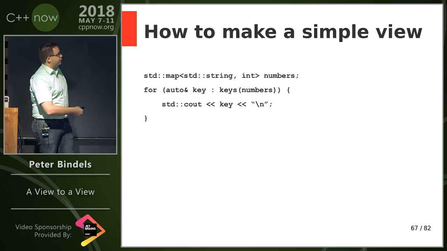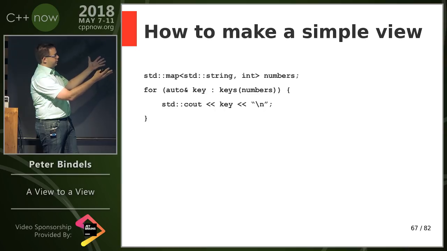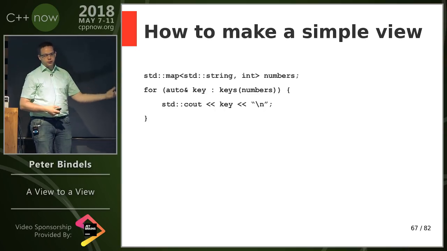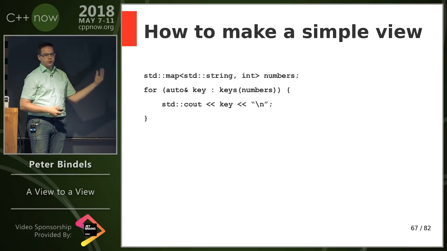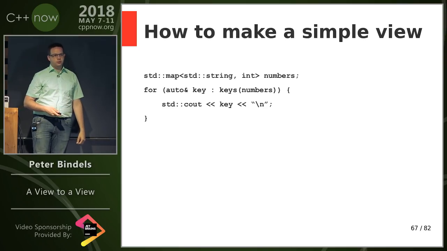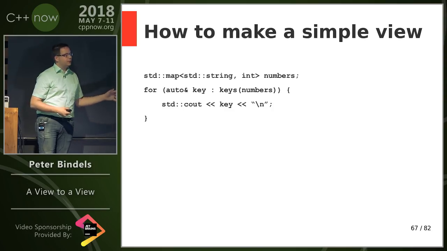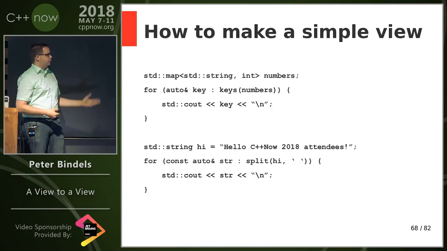And now our code looks like this. So we have a string, a map from strings to numbers. We can iterate over all the keys of the numbers and output the key. I don't think I need to explain the code any further. It's basically the same as Python would be. So for a beginner, I like this. And if I have a string split, I can do the same thing.